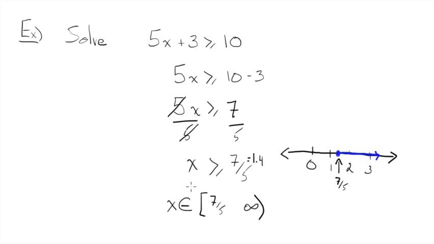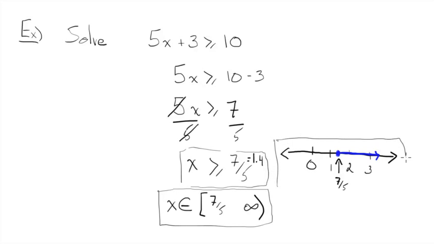So you can illustrate this either with your greater than or less than symbol, in interval notation, or on your number line, or you could even go to set notation: the set of all x such that x is bigger than or equal to 7 over 5. And it's assumed there that x would be a real number if you don't state otherwise.